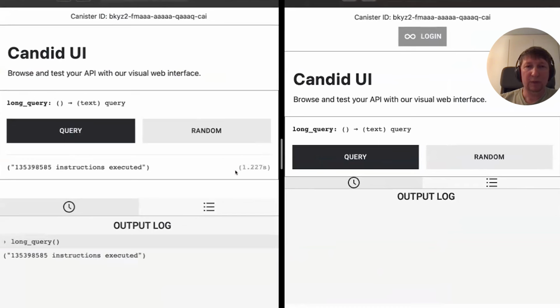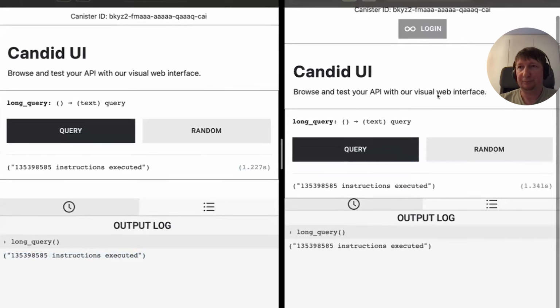Okay, it took about one second to run this query. It's a long-running query, and as a result, it returns the number of executed instructions. Now on the right, we have a new replica version with improved query caching. Let's call the same long query here. Okay, it also took about 1 second.